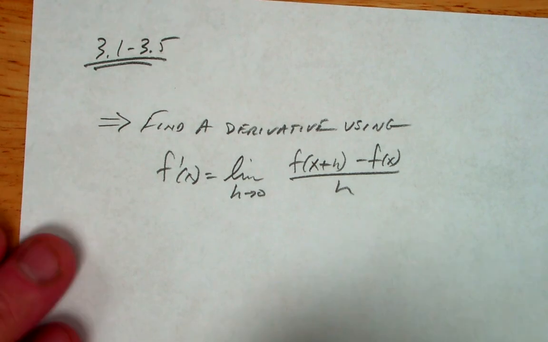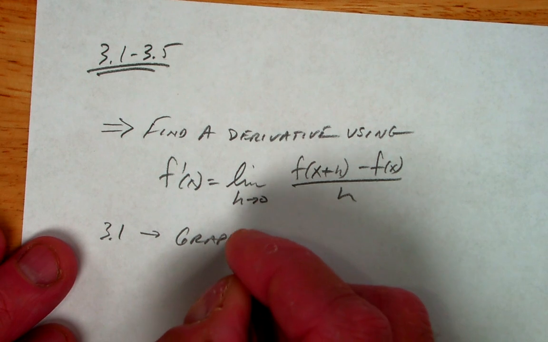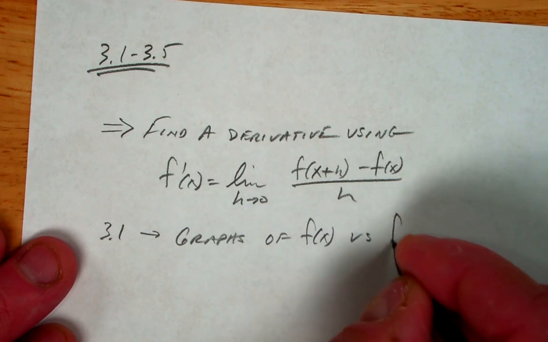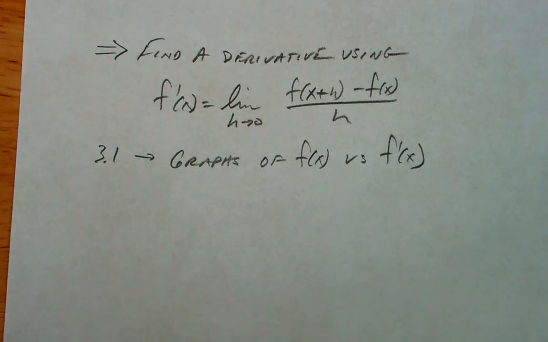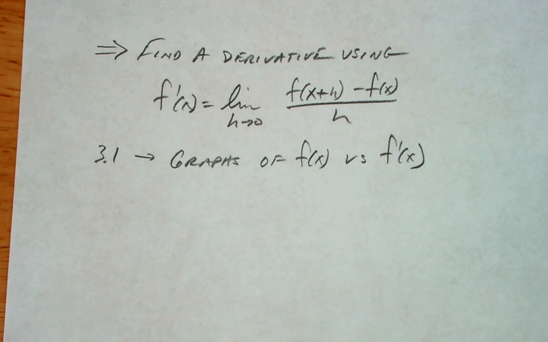Okay, 3.1. The big thing we worked with there was graphs of f of x versus f prime of x. So be ready to draw the slope on a graph of the original function, whatever it may be. There are some good problems from that section that we've done. You can go back and take a look at those. When we're all done with this, I might pick a couple problems to recommend.